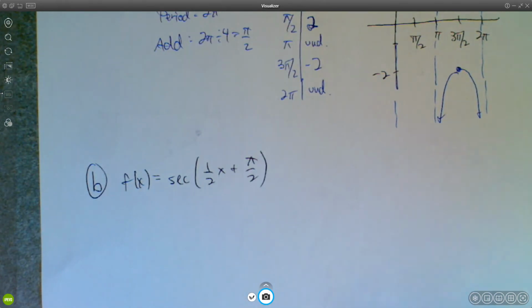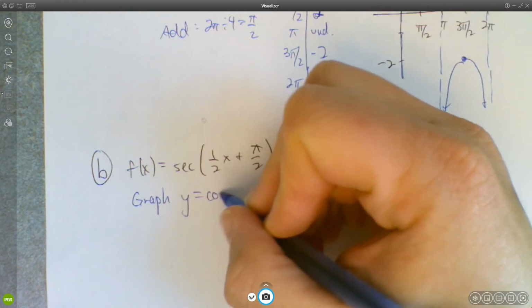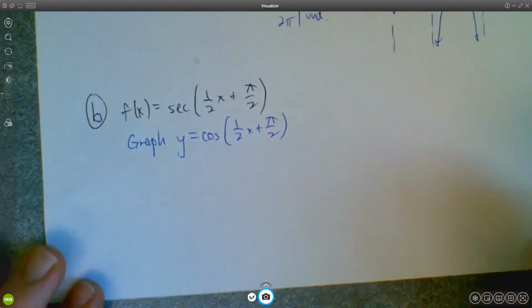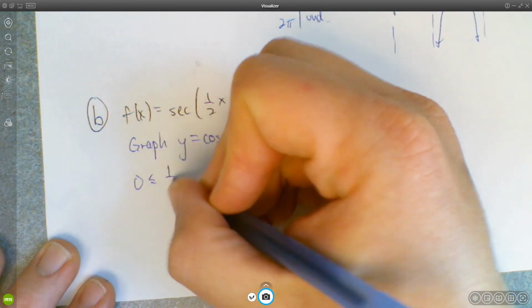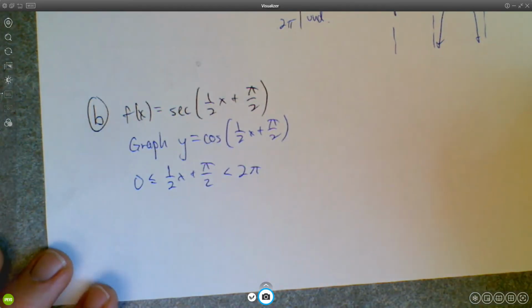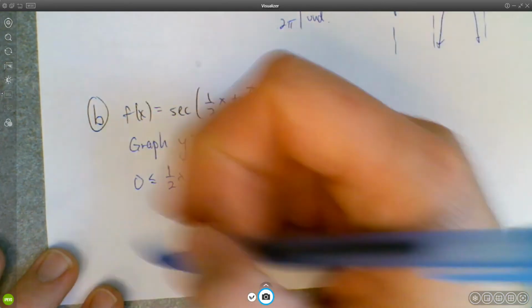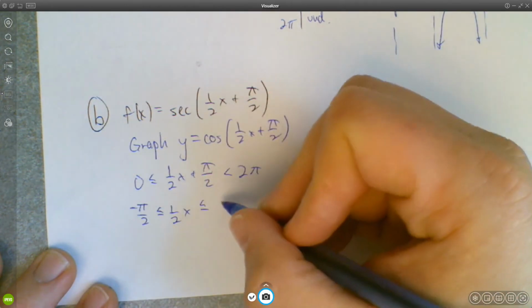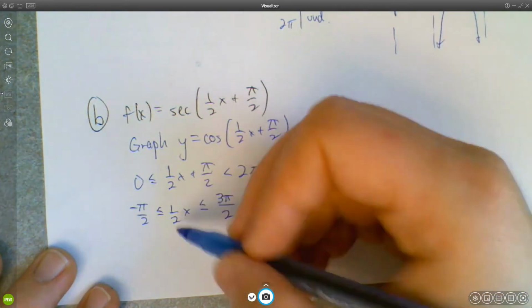So I'm going to graph y equals cosine of 1/2 x plus pi over 2. And this we already know how to do, right? So I'm going to pin 1/2 x plus pi over 2 between 0 and 2 pi, and then I'm going to solve for x. So that would require me to first subtract pi over 2 through the inequality. 2 pi minus pi over 2, so that's 3 pi over 2. And then multiply by 2.